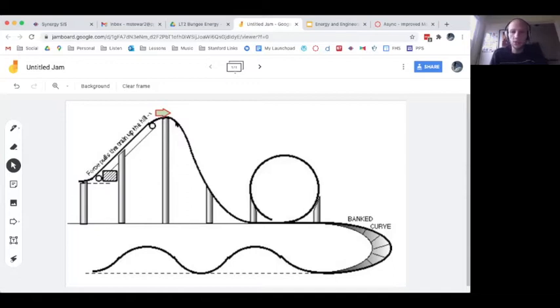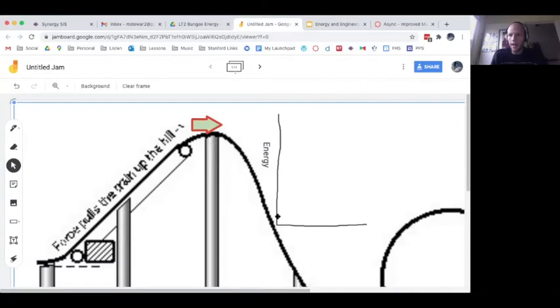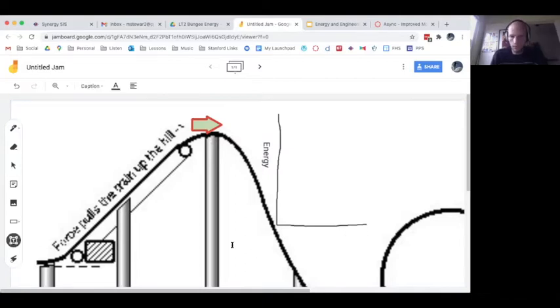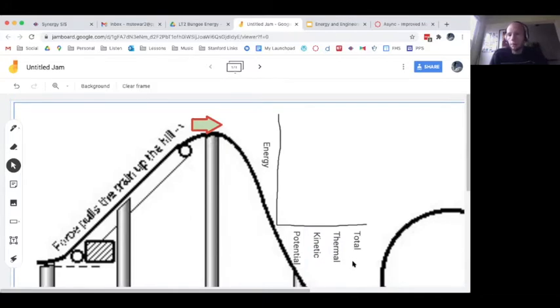So at the top of this first hill, I'm going to draw my first bar charts. On this graph, my y-axis is going to be how much energy there is, and my x-axis down here, I'm going to put the different types of energy. I'm going to start with the total amount of energy that is in this roller coaster. And in this first location, I'm going to be looking at how much potential, how much kinetic, and how much thermal energy there is. And I'm just going to estimate how big to draw the bars.